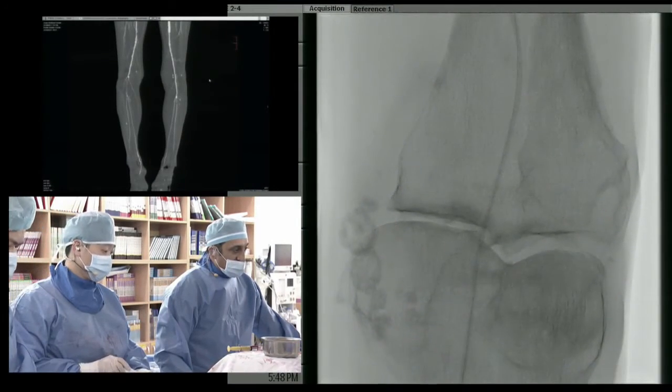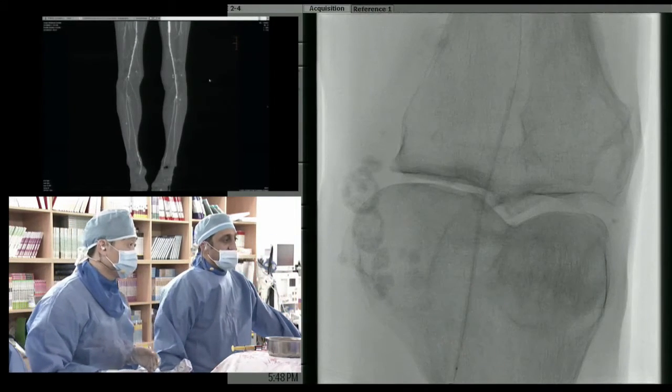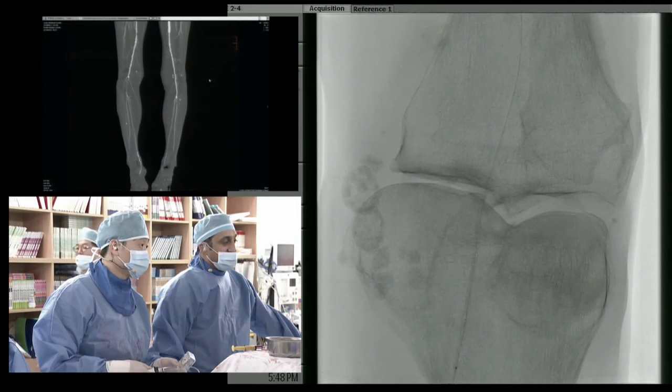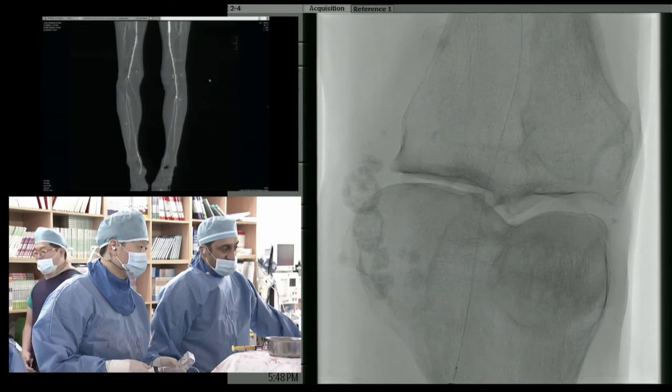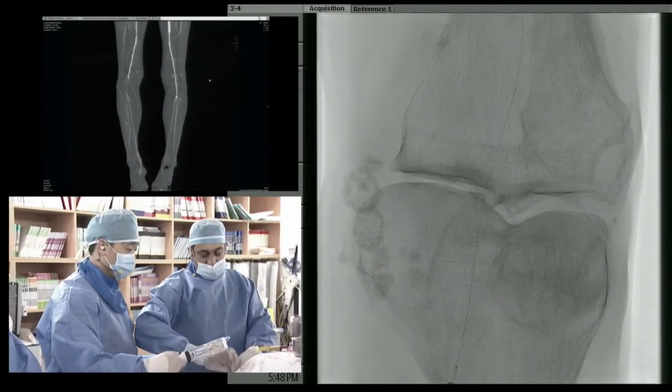Although we'll get a much better idea of what this looks like down after this balloon. It very well may be that the size mismatch is largely due to underfilling of the distal area. Okay.